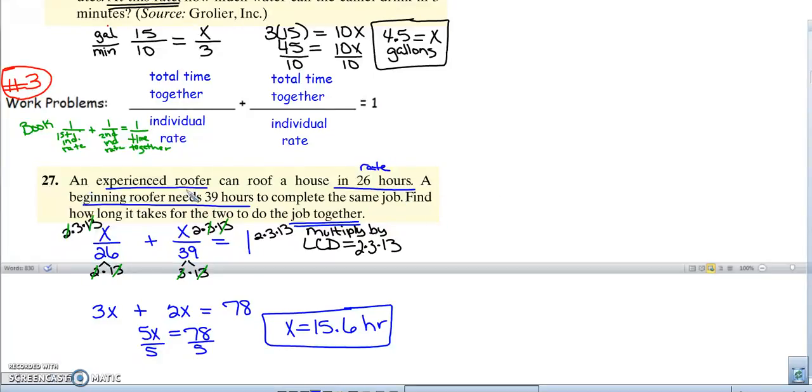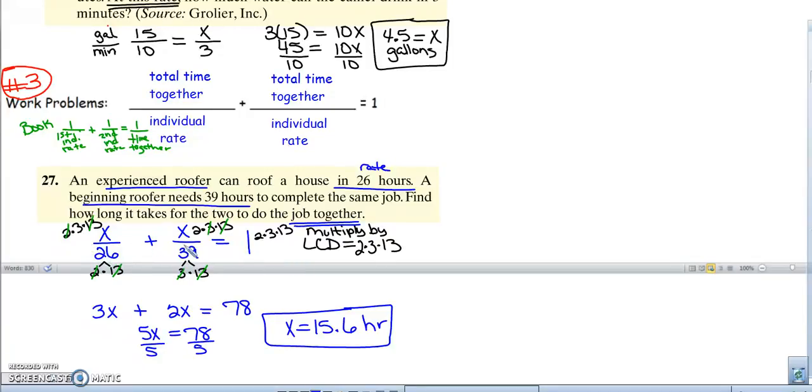So here we have an experienced roofer who can roof a house in 26 hours. A beginning roofer needs 39. So what we have here is time together, which is the unknown, over the first person's rate of 26 plus time together over the second person's rate of 39 equals 1 job done. So we're looking for how long it takes the two of them to get the job completed.